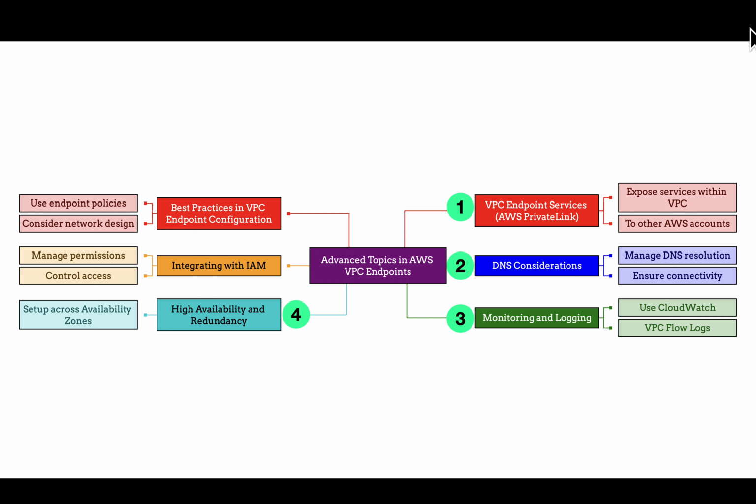4. High availability and redundancy. Setting up VPC endpoints in a highly available and redundant manner across multiple availability zones. 5. Integrating with IAM. Using IAM policies to manage permissions and control access to VPC endpoints. 6. Best practices in VPC endpoint configuration. Recommendations include using endpoint policies for fine-grained control and considering the impact on network design and architecture.